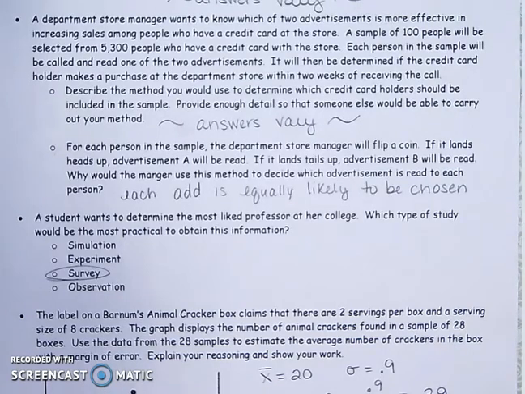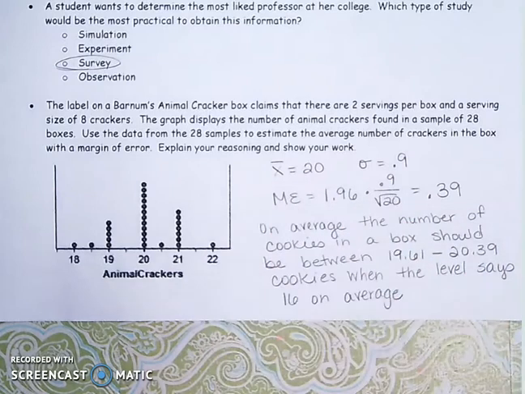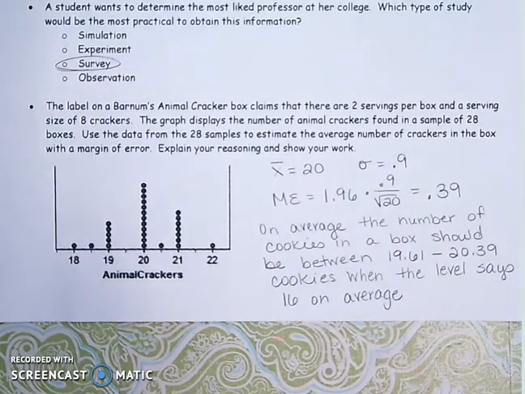Next, a student wants to determine the most liked professor at her college. What type of study would be the most practical to obtain this information? A simulation does bring up randomness, so that is possible, but it would be very difficult to do at a college because there's thousands of people at your college. An experiment, if you're going to divide these into two groups and control something, I'm not exactly sure what you would control about an opinion about a professor. Observation, if you just kind of sit back and watch people, you're not exactly sure if they like the professor or not just based off their observations. A survey would be the most practical because you can send it out to people, they can answer it honestly, send it back to you, and it's just the most convenient as well.